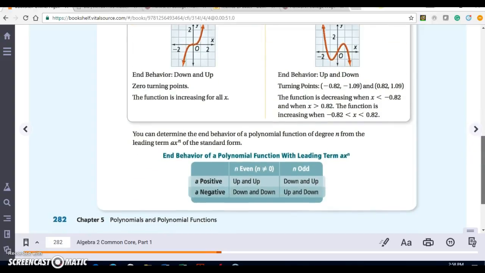All right. You can determine the end behavior of a polynomial of degree n from the leading term. So a positive and n even is up, up. Positive and odd is down, up. A is negative, even is down, down. Negative, odd is up, down.